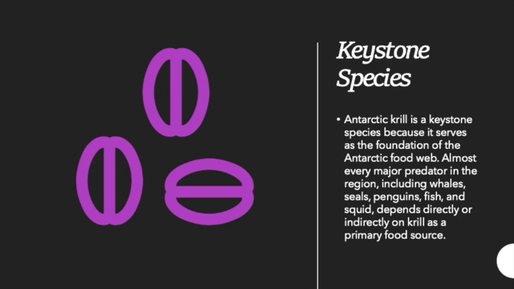An example of a keystone species in Antarctica is the Antarctic krill. This is a keystone species because several Antarctic species rely on this species for their life as a food source.